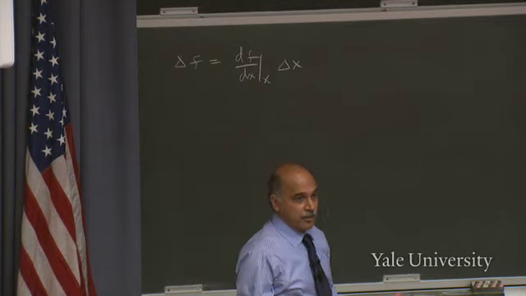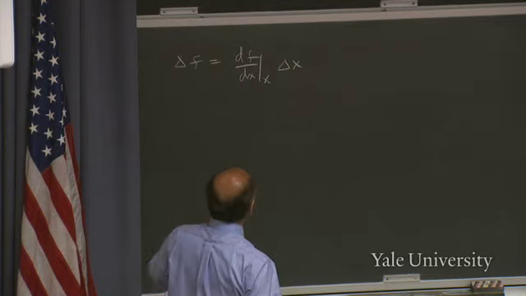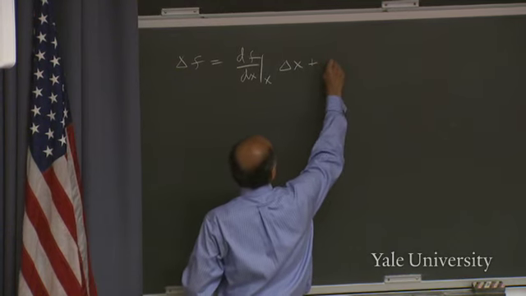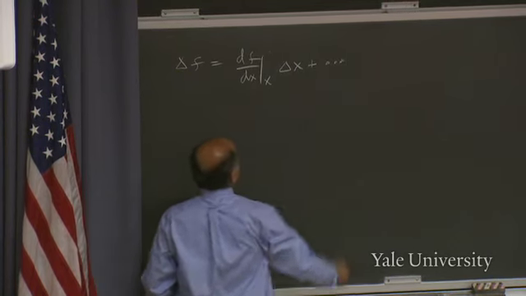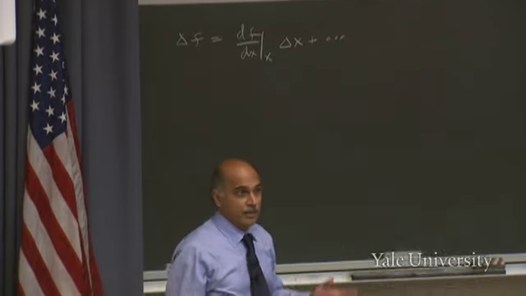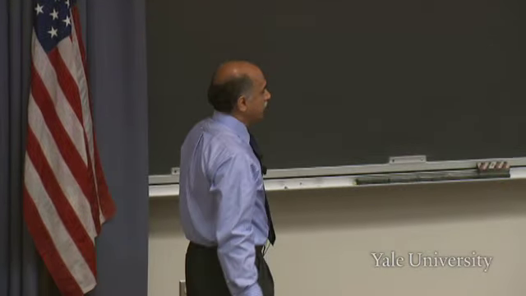This is not an equality unless f happens to be a straight line. It's an approximation, and there are corrections to this. That's what all the dots mean. Corrections are proportional to delta x squared and delta x cubed and so on, but if delta x is tiny, this will do. That's it.